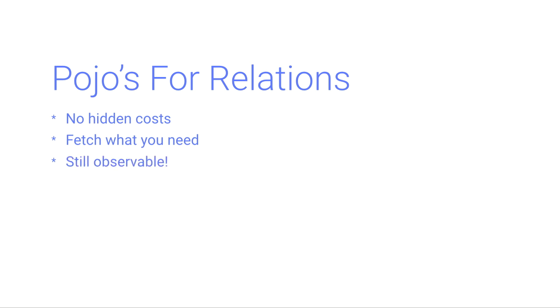So it's what we tell people: if you want to have relations and you cannot use embedded or type adapters, you probably want to use POJOs for your relations, which means you don't have any hidden costs. You only fetch what you need, and it's still observable, and you don't need to do anything for that.